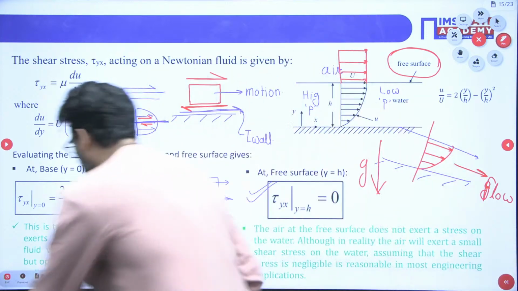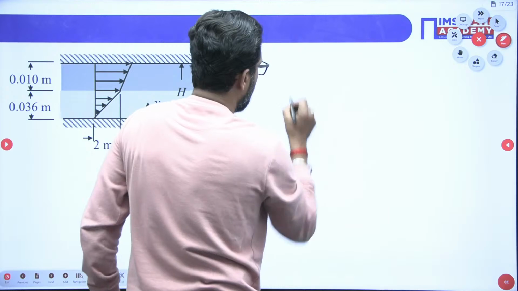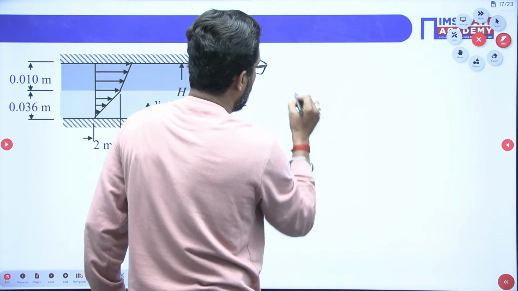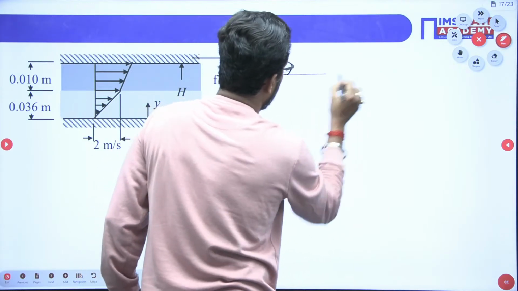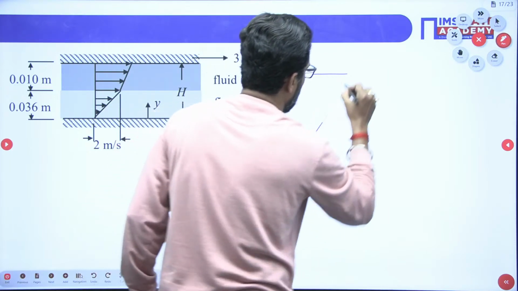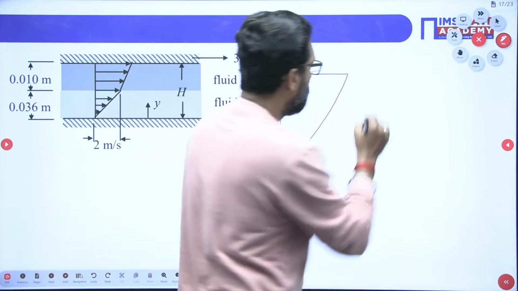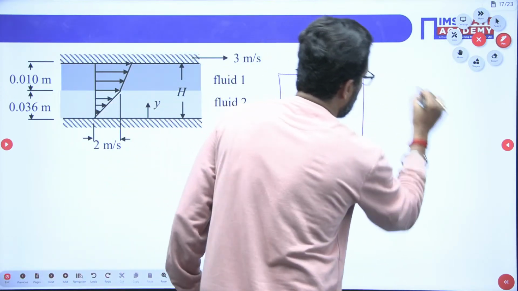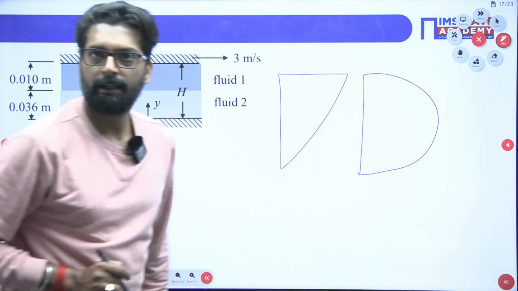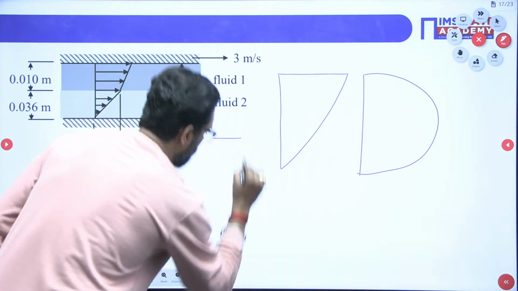That means, see, let's suppose it is a velocity profile. This is the first velocity profile. This is the second velocity profile. Clear? This is the third velocity profile. Okay?